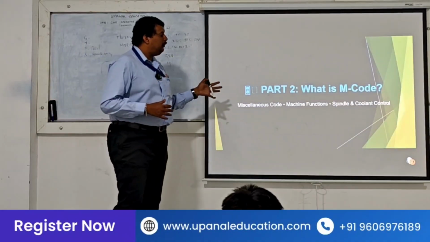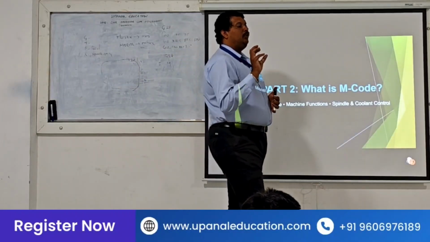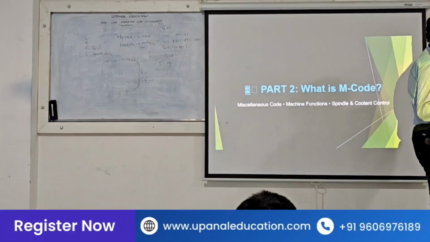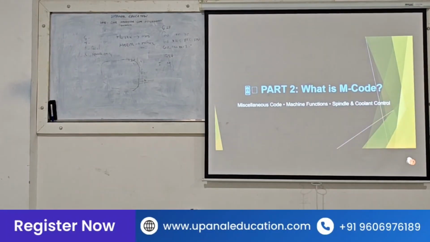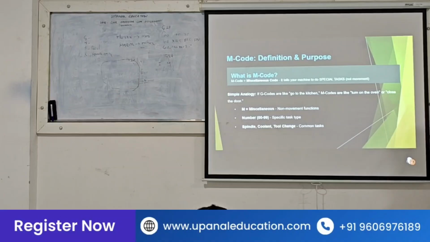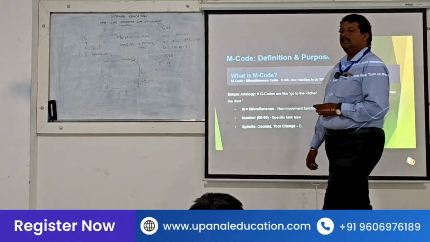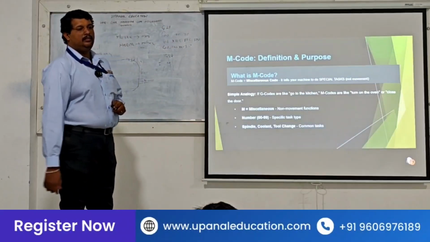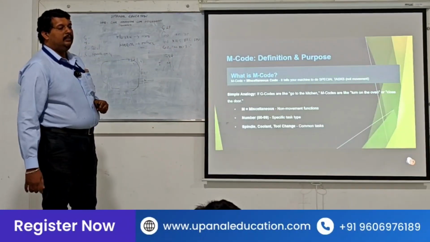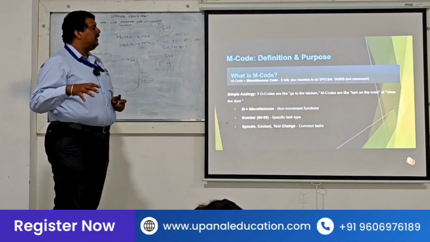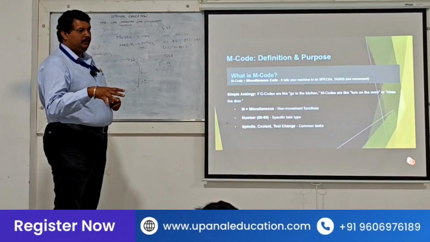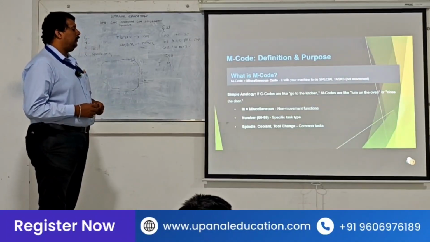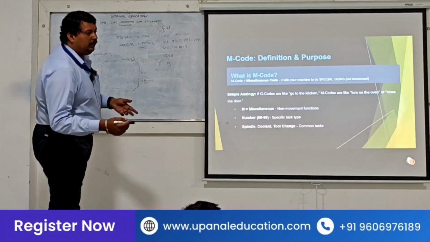In the same way, here we turn on the spindle, turn on the coolant. That is how M codes are used. What is an M code? M code is nothing but miscellaneous code. Miscellaneous code means it's not for movement. It is for general applications, for general things.